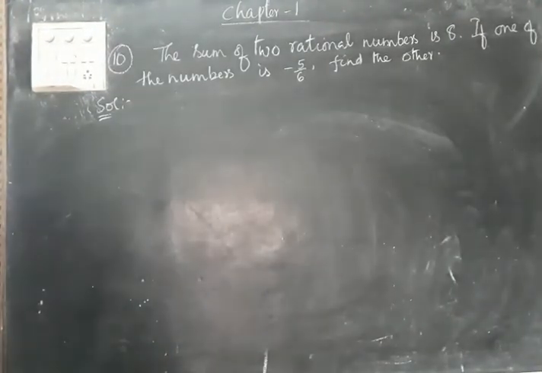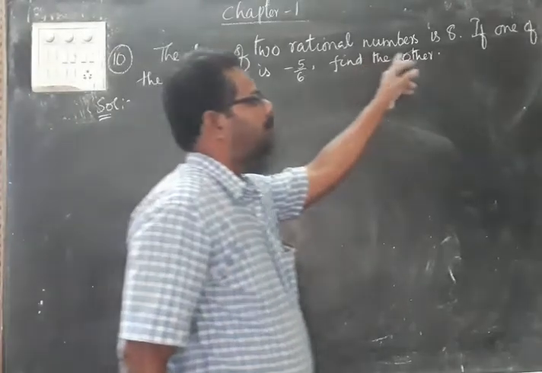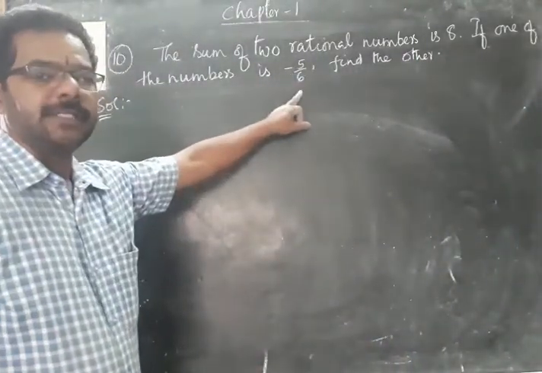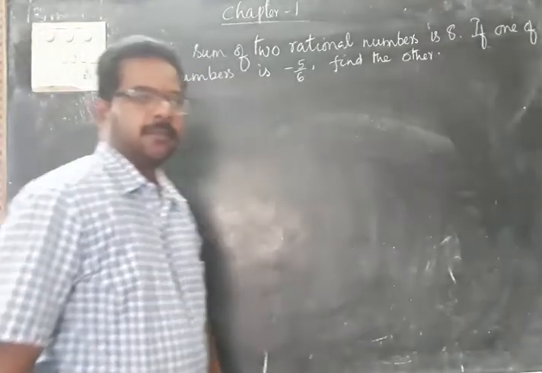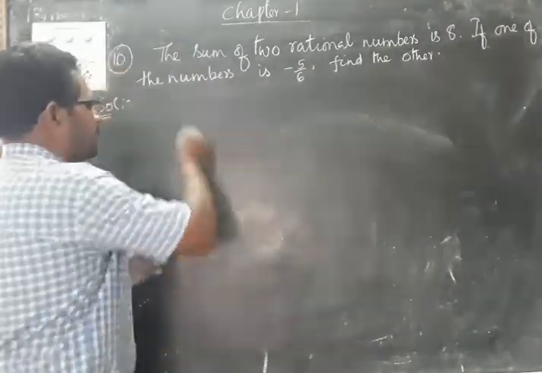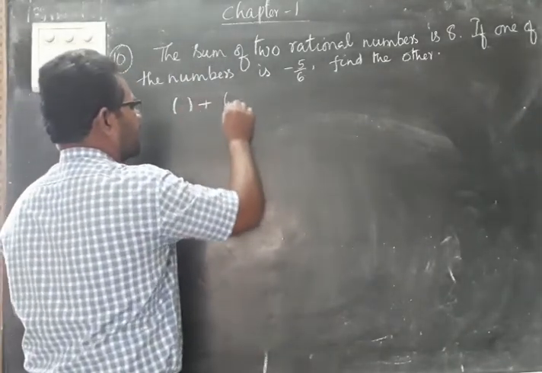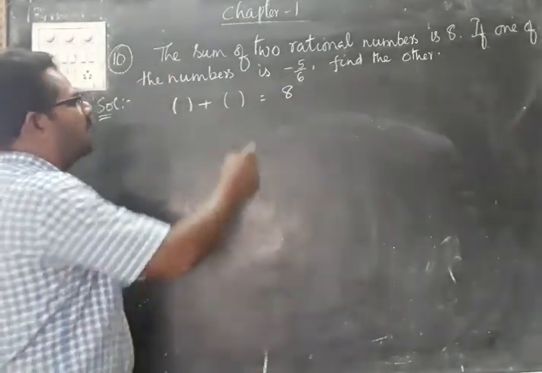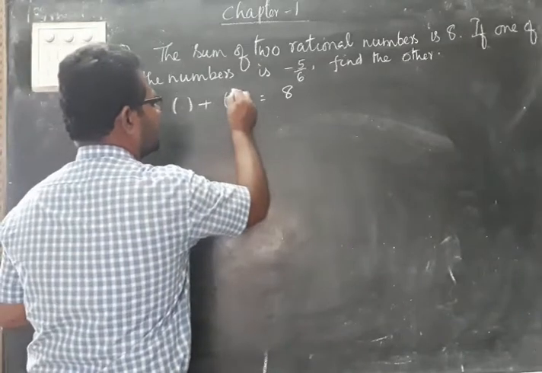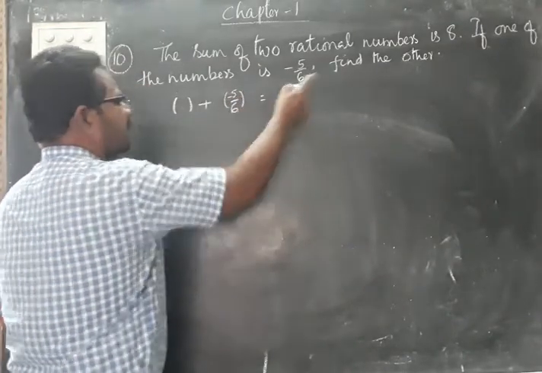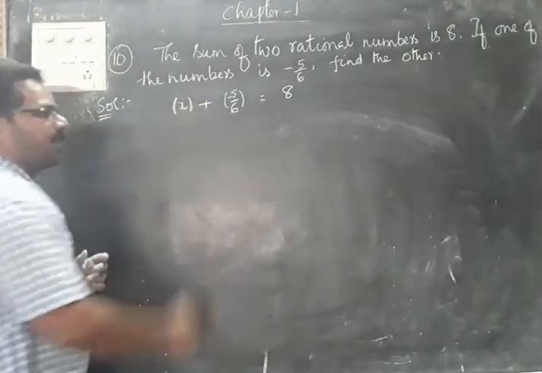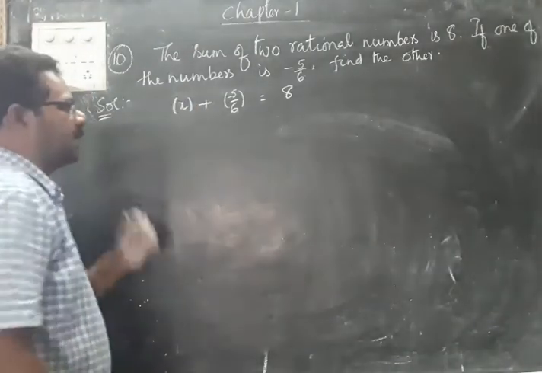See the next question. The sum of two rational numbers is 8. If one of the numbers is minus 5 by 6, find the other. The sum of two numbers, that means the first number plus the second number is equal to 8. In that, one number they have given. One of the numbers is equal to minus 5 by 6. We have to find the other number. The other number we can take as x. Okay.